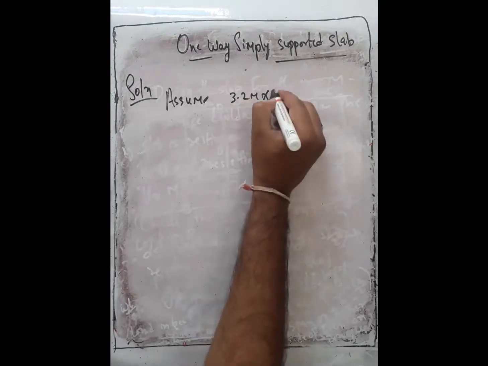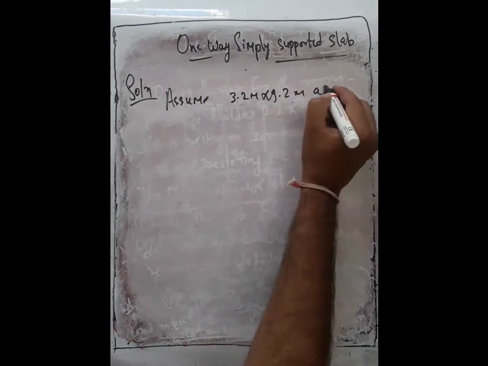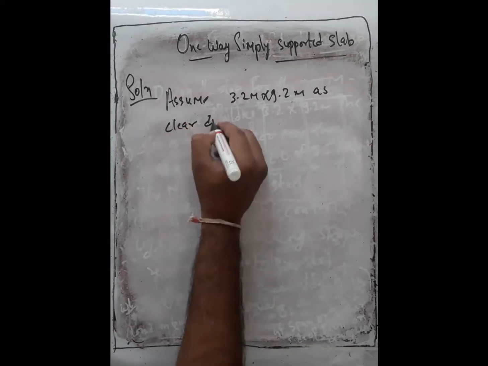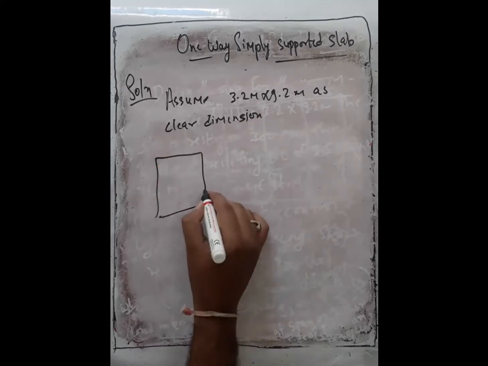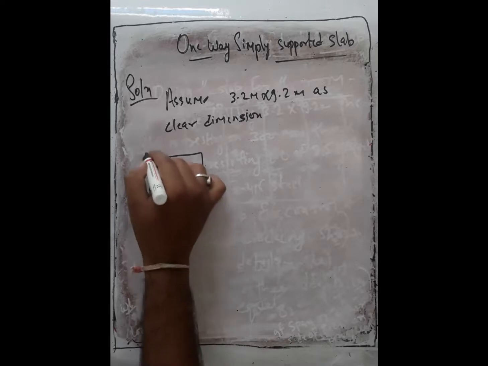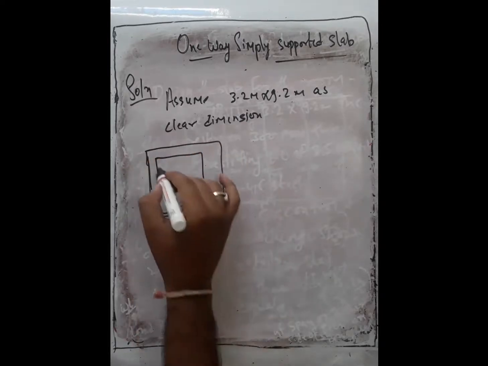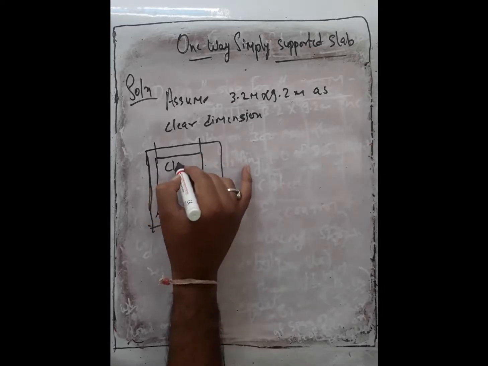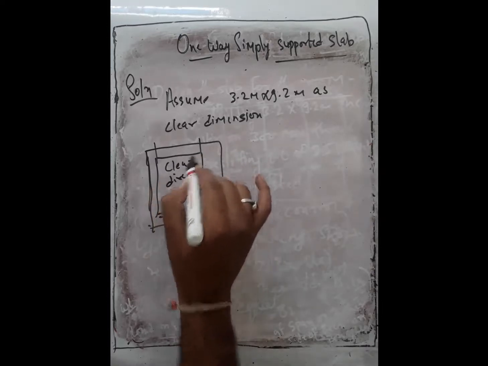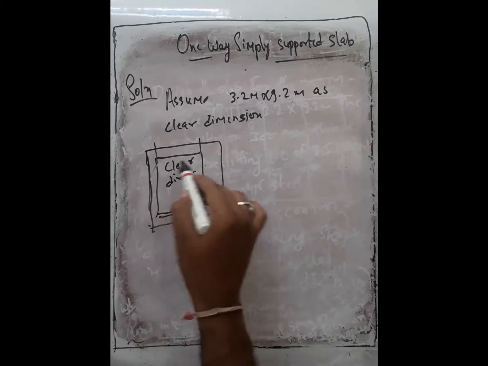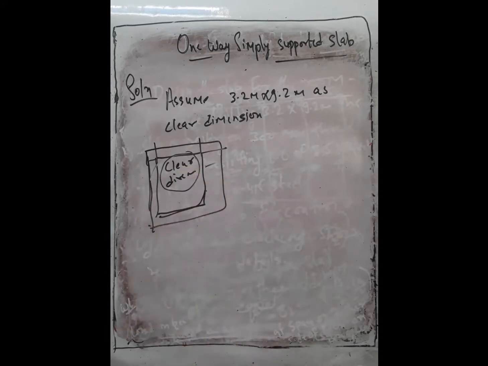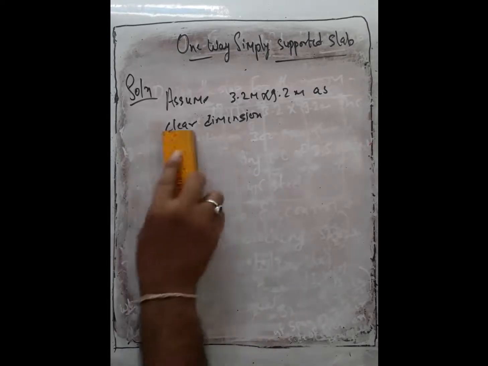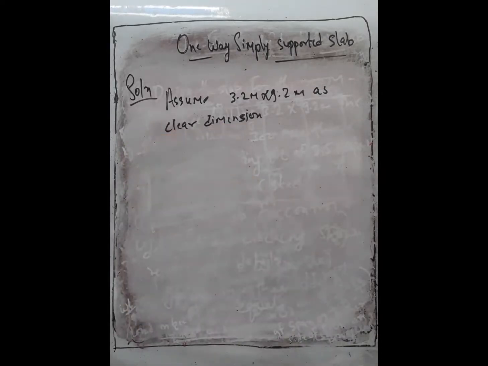So here we assume 3.2 meter into 9.2 meter as a clear dimension. Clear dimension means, I show you in the diagram. If this is our slab, from this point to this point we say clear dimension, because this dimension is seen by our naked eyes, and here we provided a beam, so that part we do not see. That's why we call it clear dimension.